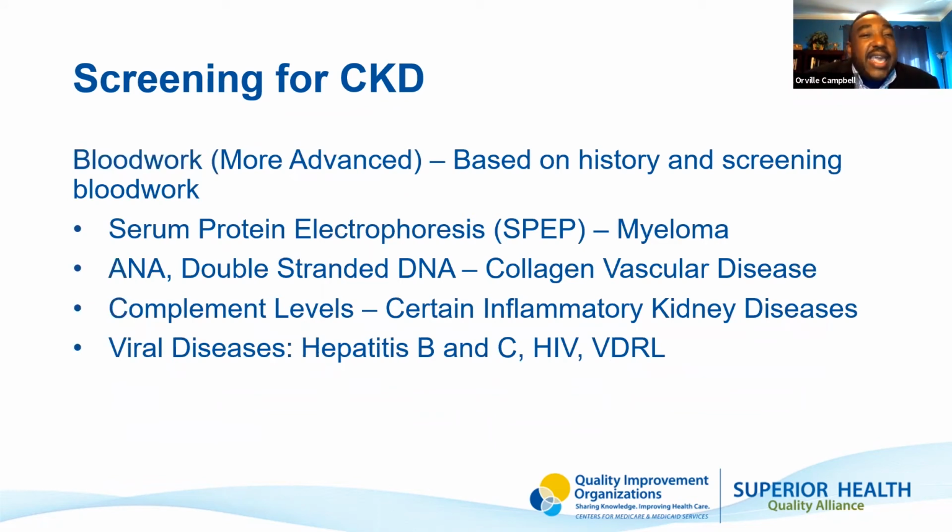Screening for CKD, again, more advanced blood work. You can see it right there. The so-called serum protein electrophoresis, or SPEP, could be an indicator for myeloma or other similar diseases. ANA and double-stranded DNA are great screens for collagen vascular disease, such as lupus, scleroderma, etc. Complement levels tend to be low in infectious or inflammatory disease processes of the kidney. Viral diseases such as Hep B, Hep C, HIV, and syphilis can also impact the kidneys in a chronic way. Next slide.